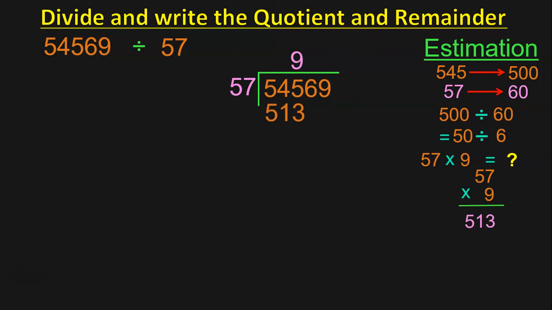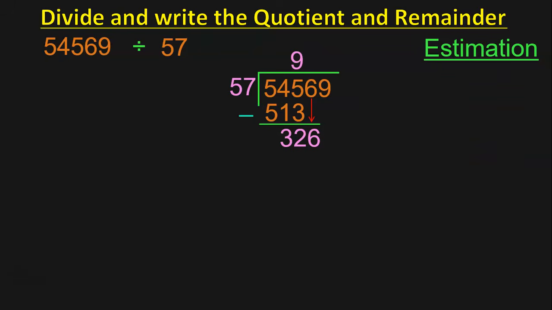57 into 9 is 513. Now we'll have to subtract these two. You get the answer to be 32. What is the next step? We'll have to write down the next digit 6 next to the remainder. So the next division process is to do 326 divided by 57.